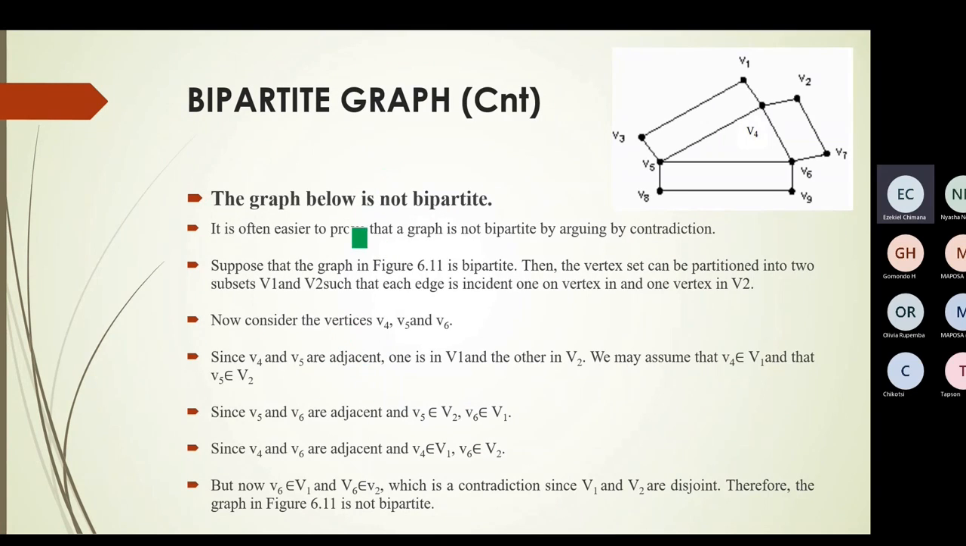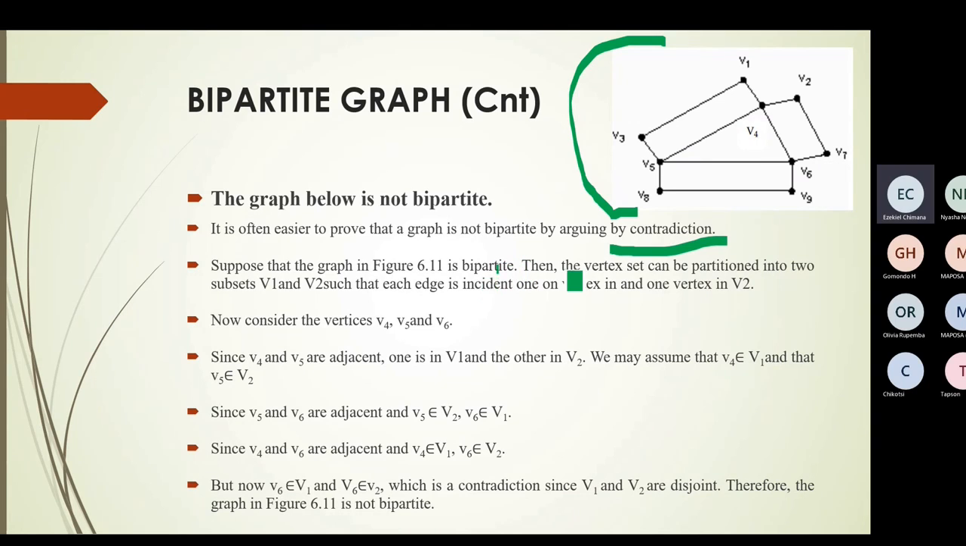There's this example. The graph below is not a bipartite graph. We are talking of this graph. Why? It is often easier to prove that a graph is not bipartite by arguing by contradiction. We are going to use proof by contradiction. Suppose that the graph in Fig 6.1.1 is bipartite. We suppose that it is a bipartite graph at first.